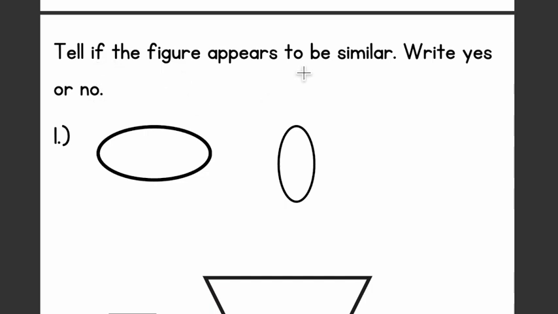Tell if the figure appears to be similar. Write yes or no. So similarity is just having the same shape. So for number one, we have two ovals. Even though they look like they're different sizes and they're different angles, this one is straight up, this one's flat, it doesn't matter. They only have to have the same shape. So since they're both ovals, they're similar, so we put yes.